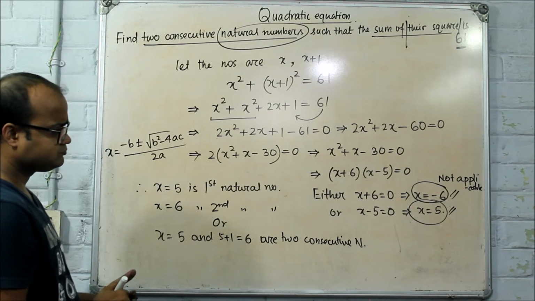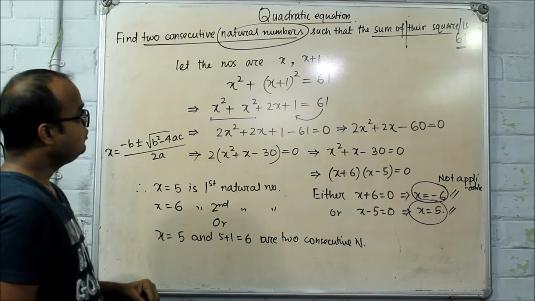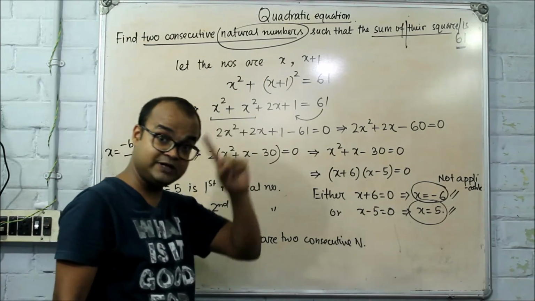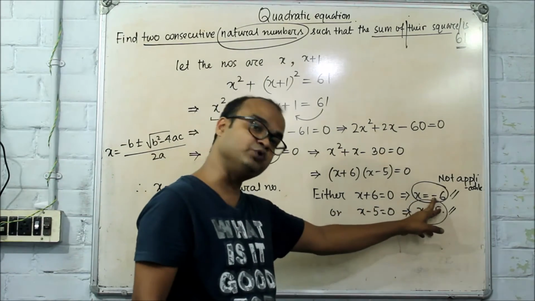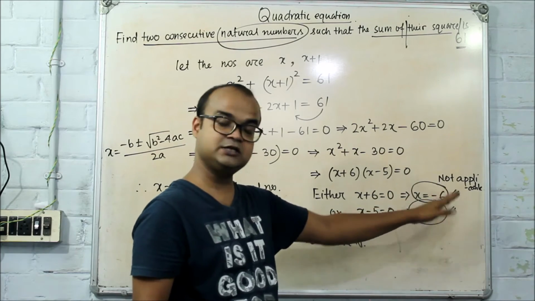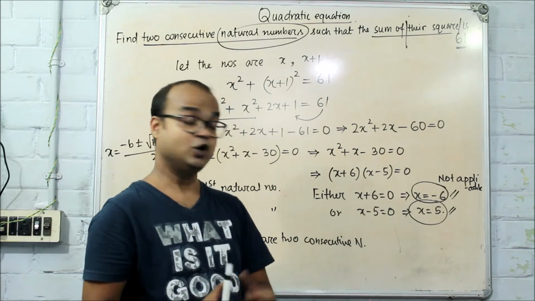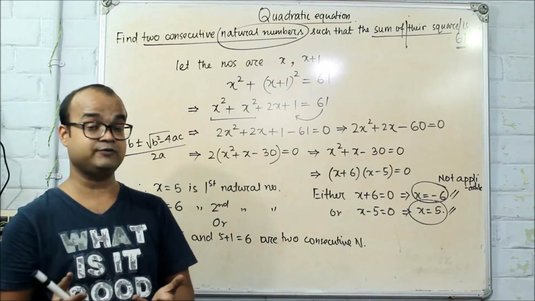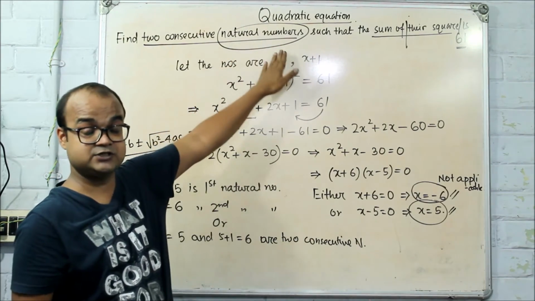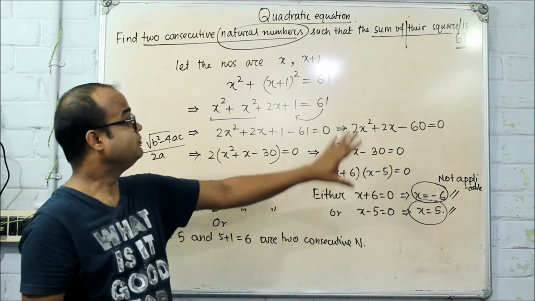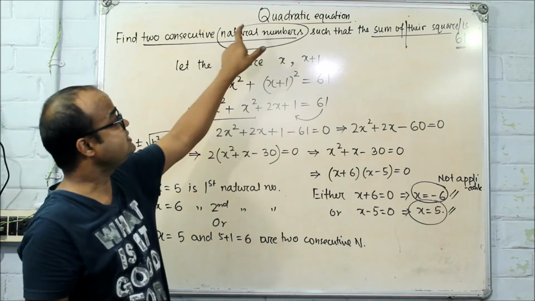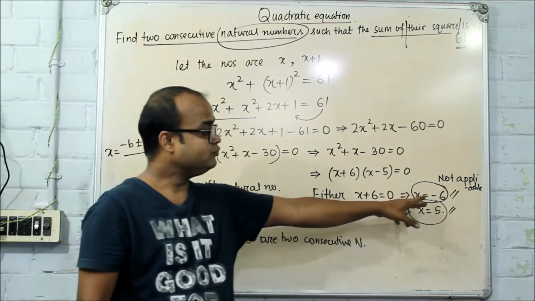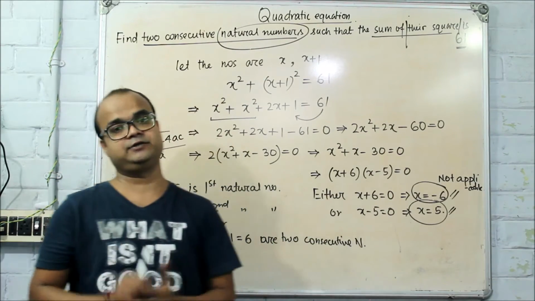Now you might ask, what will happen if it is given as integer? If it is given as integer, you need to consider both values. X is equal to minus 6 is also an applicable or valid answer. X is equal to 5 or minus 6, both are valid answers. But since here it is given as natural number, we need to avoid the negative value.